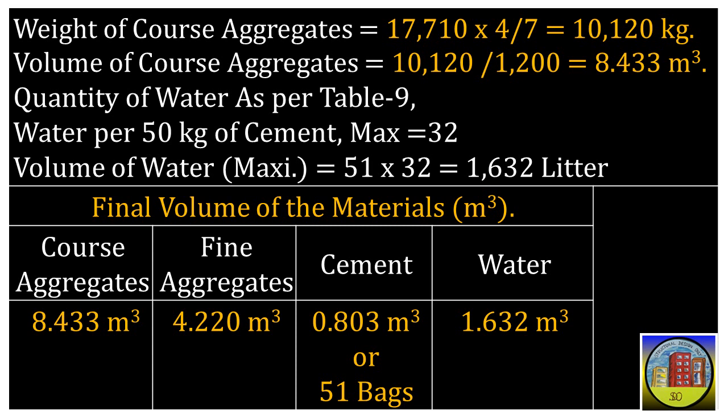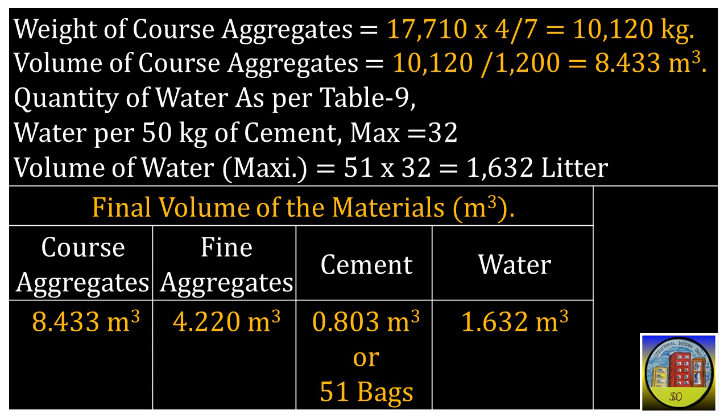Quantity of water as per Table 9. Water per 50 kilograms of cement, maximum equals 32. Volume of water, maximum, equals 51 into 32 equals 1,632 liter. Final volume of the materials in cubic meter.